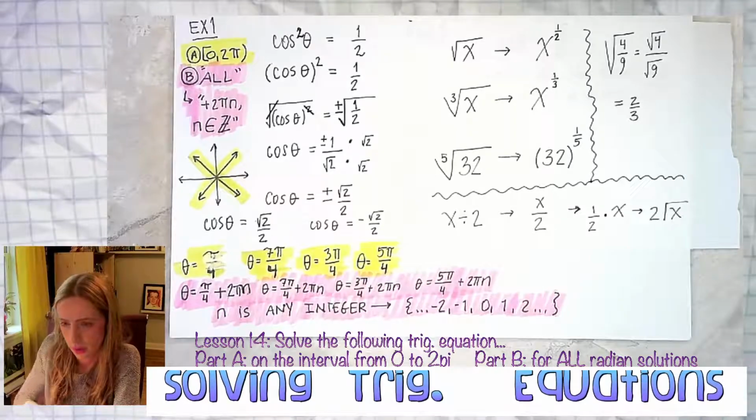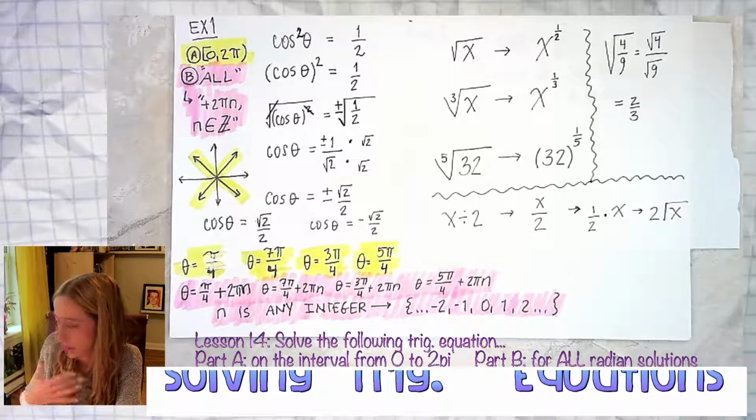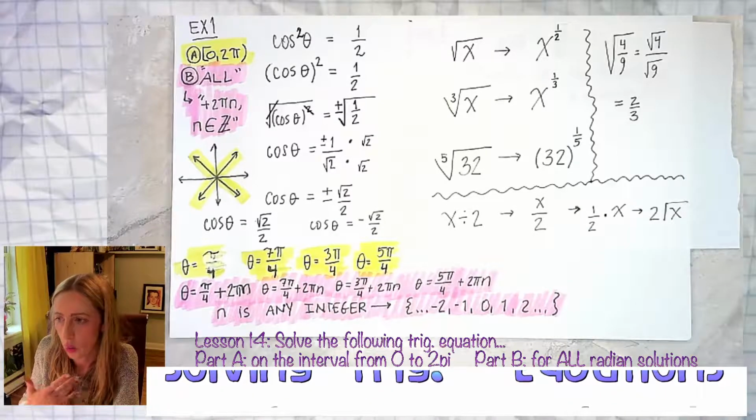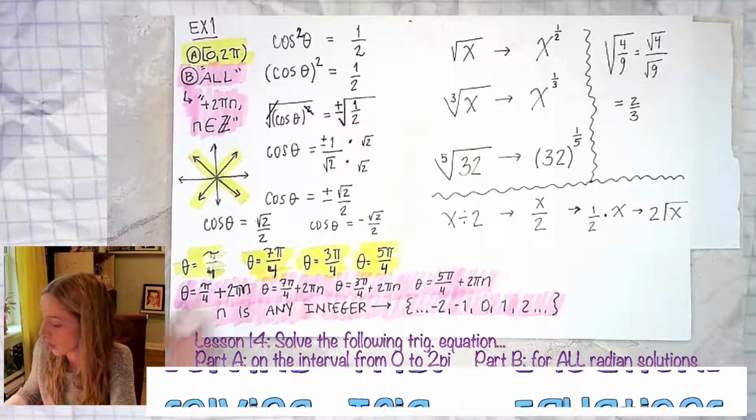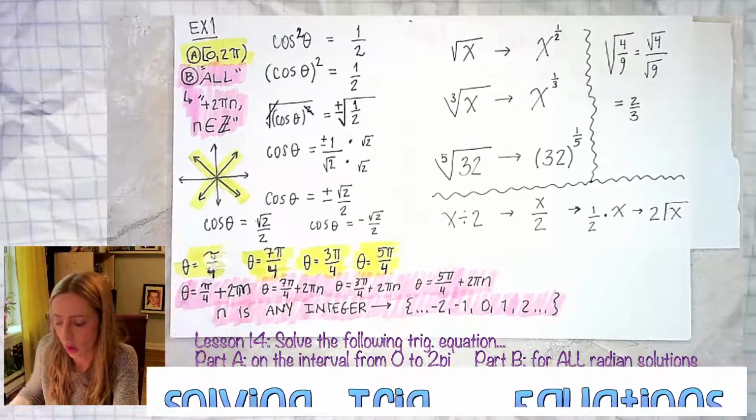What amount, what could we add, or what could we do so that we just start at pi over 4 and get all of our answers at once?